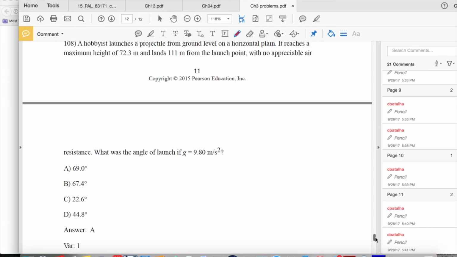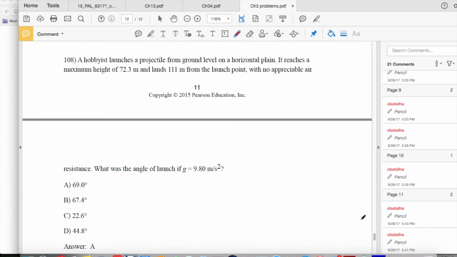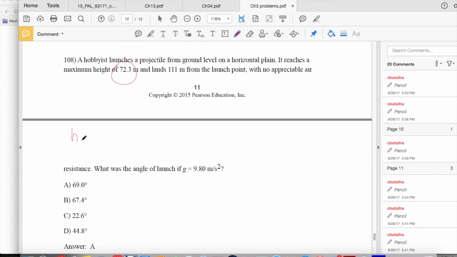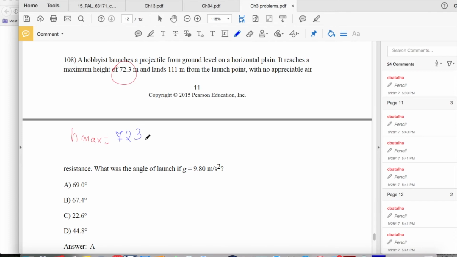Oh, that's it. Okay, so let me see the last one here. A hobbyist launches a projectile from ground level on a horizontal plane. It reaches a maximum height. So let's think about it. Maximum height is 72.3 meters.